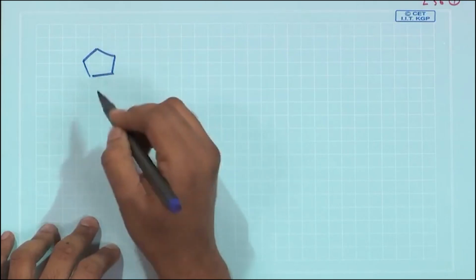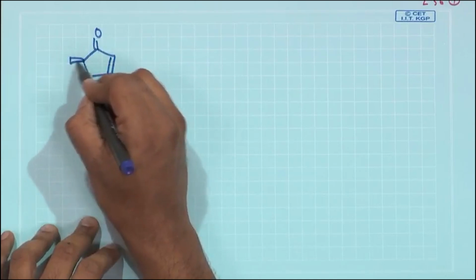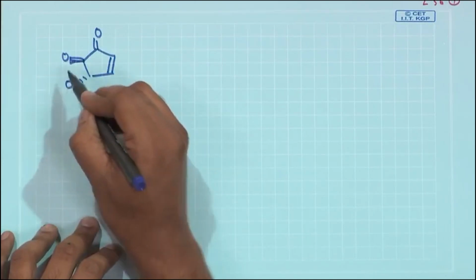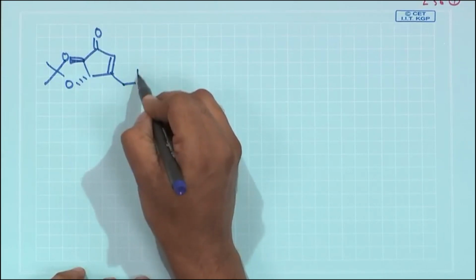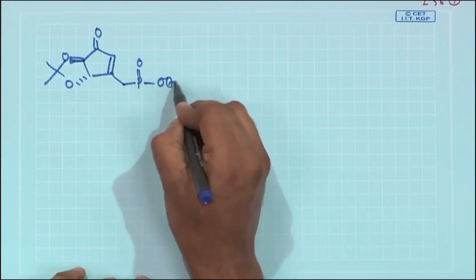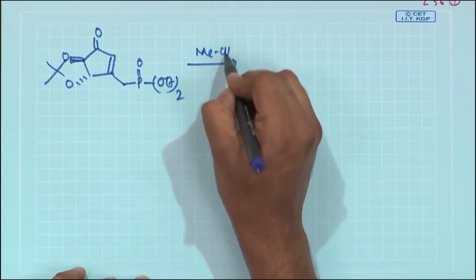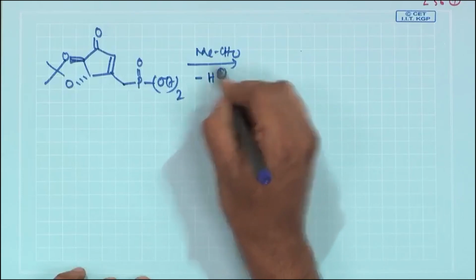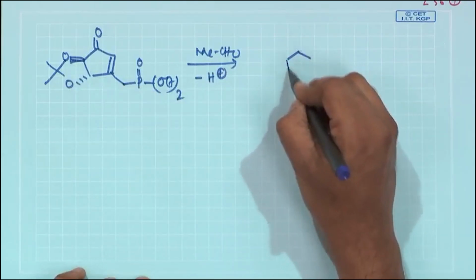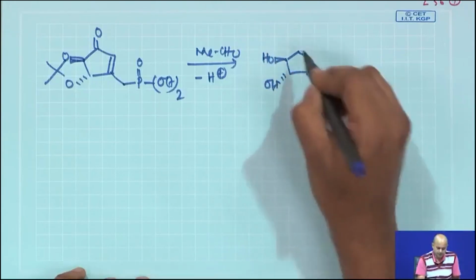Now, we again draw the cyclopentene compound which we got by intramolecular Horner-Wadsworth-Emmons reaction, and then you can complete the synthesis. If you simply react with acetaldehyde followed by H plus treatment to remove this acetonide, you can basically get your target natural product, which is pterine.